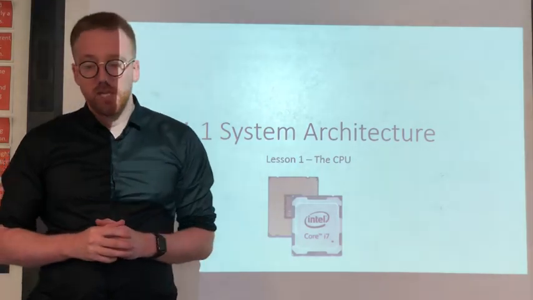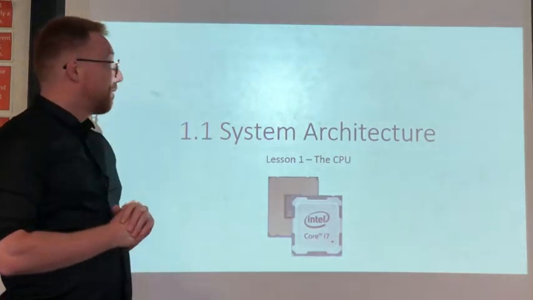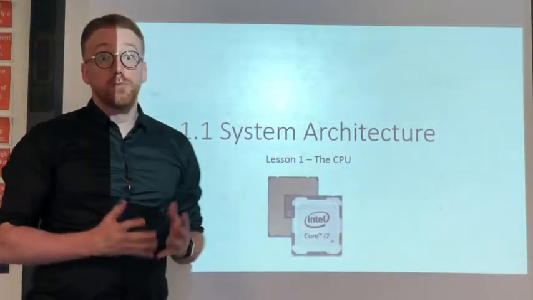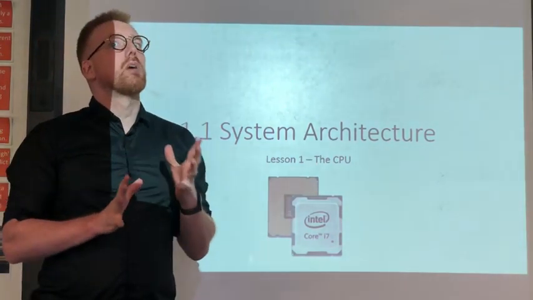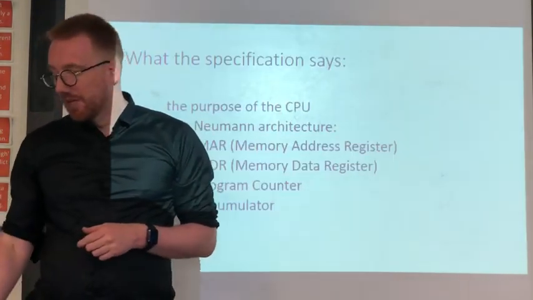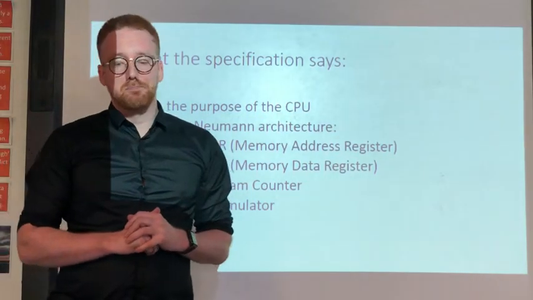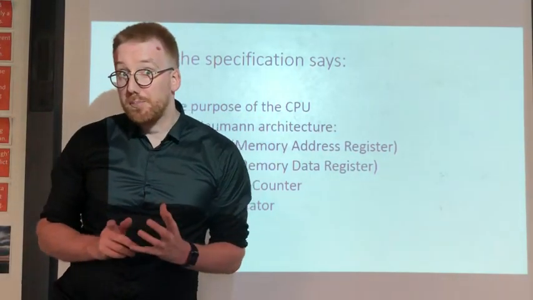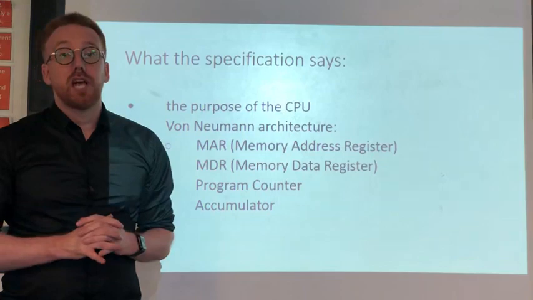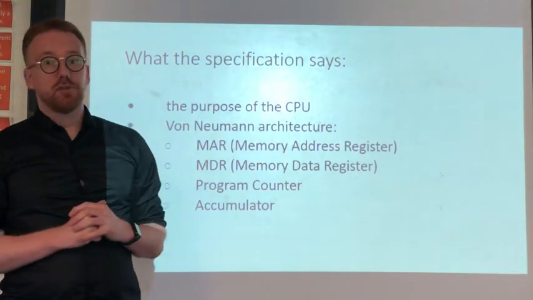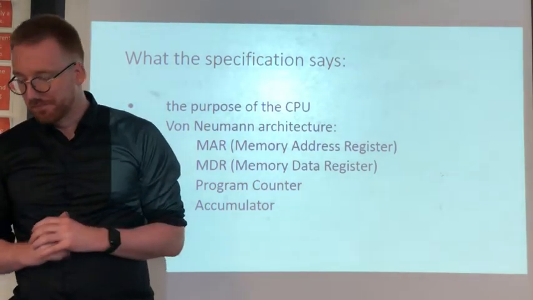If of course you find those tests difficult, challenging, you can go back, watch the lesson again and have another go. In this first lesson we're going to have a look at the CPU, what the actual CPU is and what's actually going on inside the CPU. Now according to the specification we need to be able to describe the purpose of the CPU and we need to have an understanding of this thing that we call the von Neumann architecture.